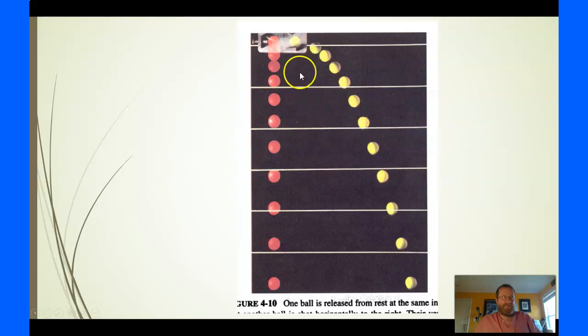The yellow ball is falling just as fast as the red ball, which just happens to be going sideways at the same time. Alrighty then.